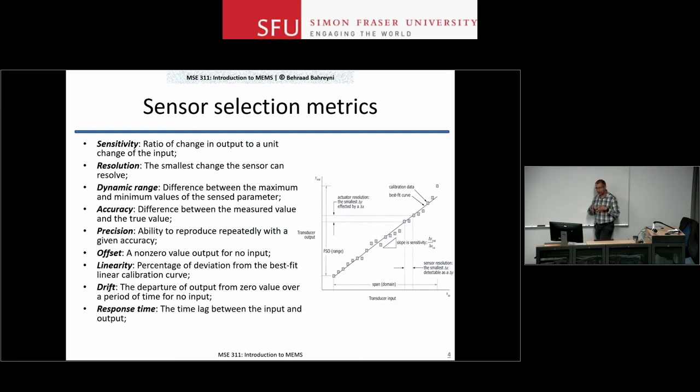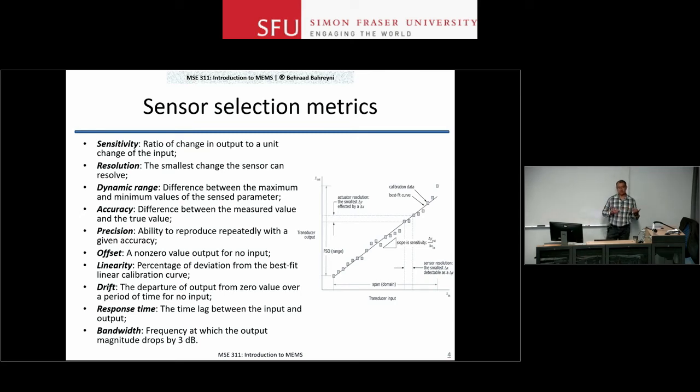Response time is basically how much time is needed for your output to reach its final value, basically how much time you need to wait before you should read the sensor output and make sure that it is stable. And bandwidth is, for this sensor, the range of frequencies of input that it can respond to. And usually we define it by the 3 dB corner frequency. We discussed that before.